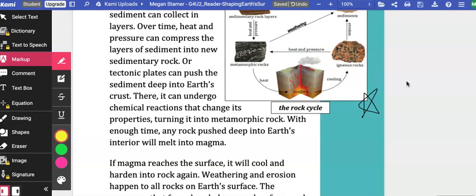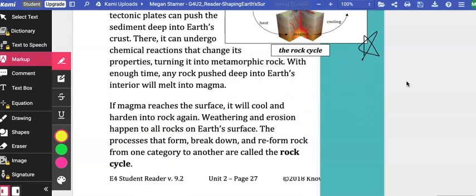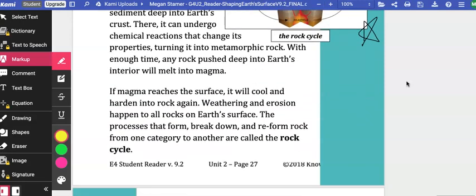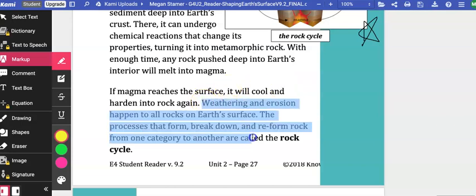With enough time, any rock pushed deep into Earth's interior will melt into magma. If magma reaches the surface, it will cool and harden into rock again. Weathering and erosion happen to all rocks on Earth's surface. The processes that form, break down, and reform rock from one category to another are called the rock cycle.